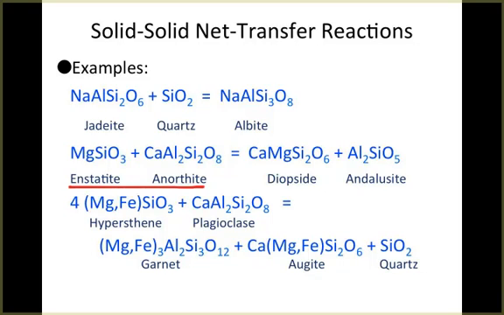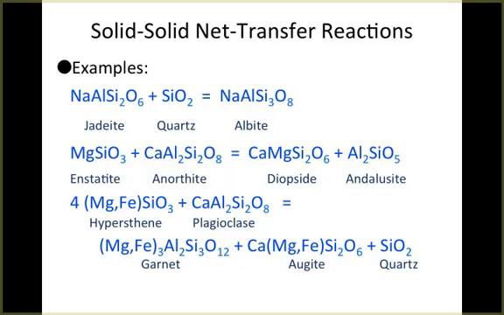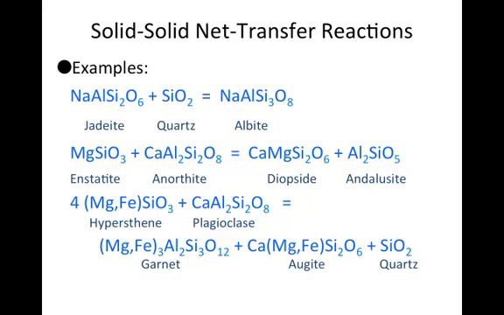Those together can break down to form diopside and andalusite. So these formulas do balance, and you can count your ions here, but it all balances out. Another example would be hypersthene and plagioclase breaking down to form a garnet, a clinopyroxene, let's say augite, and quartz. So these are solid state reactions that are represented on a lot of phase diagrams that I'll show you more of in a minute.